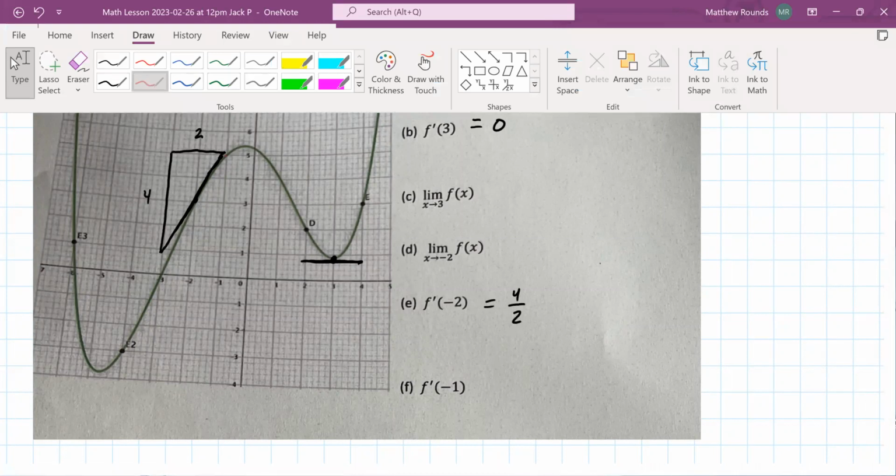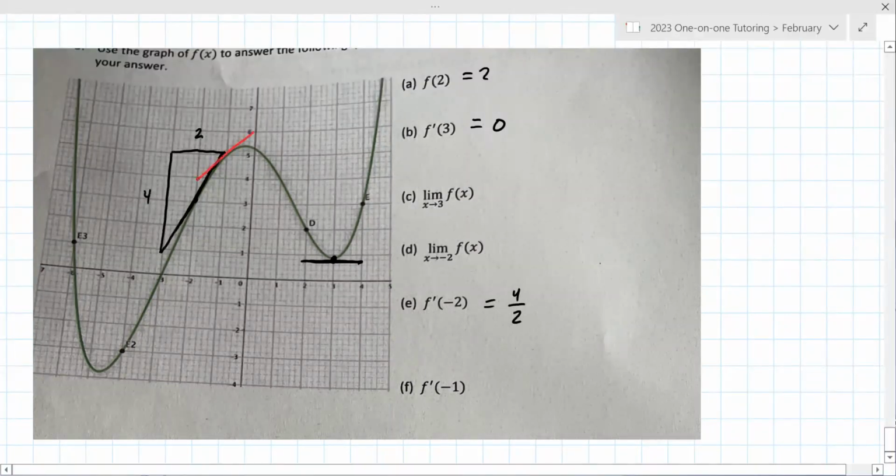For -1, you draw a tangent line, draw until you hit some nice points. Draw the triangle. So it's up 2 and right 2. So that's 2 over 2, which is 1.